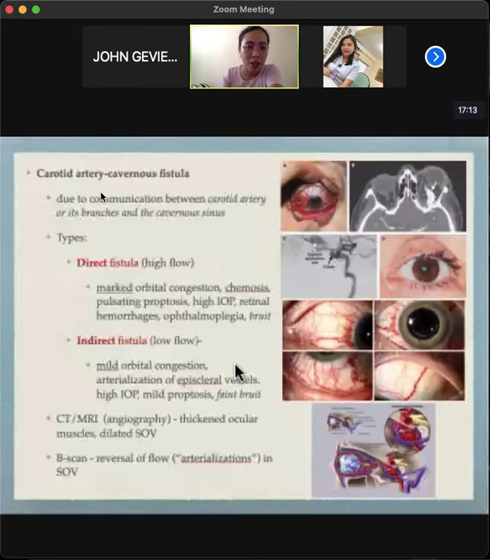Also, before there is bruit, positive bruit. So you put a stethoscope, and you would hear a bruit or gushing sound. If you use a stethoscope and put it on top of the eyeball, you would hear a bruit.